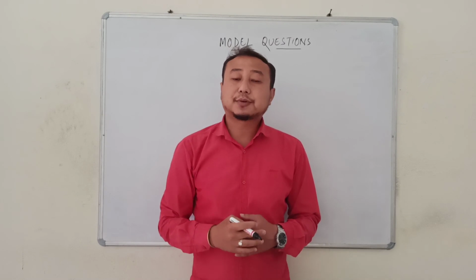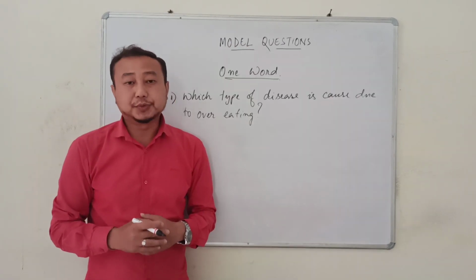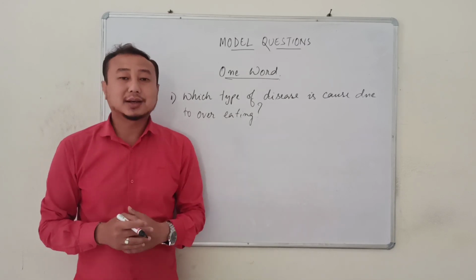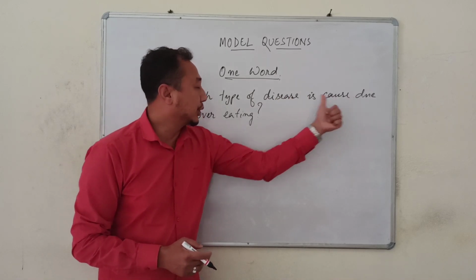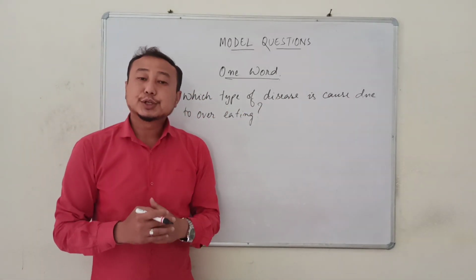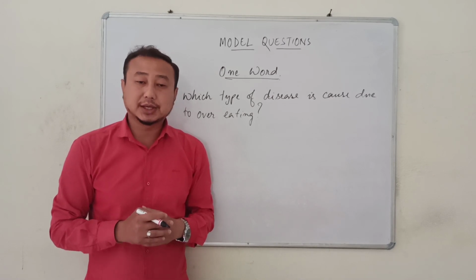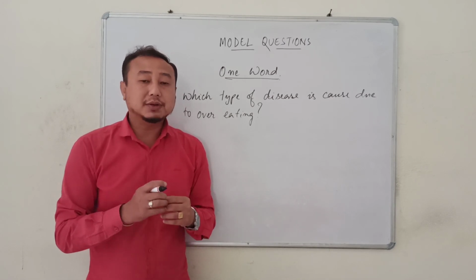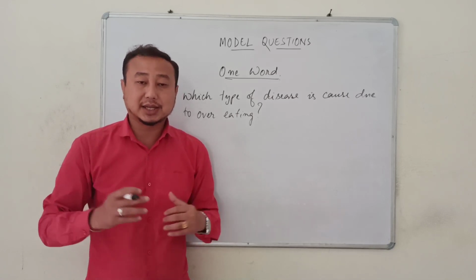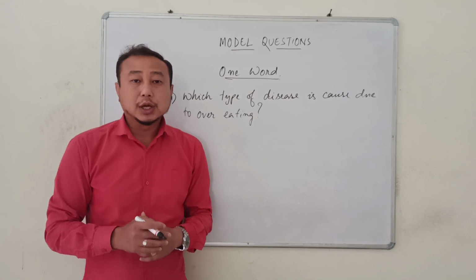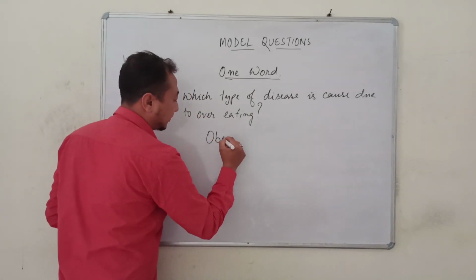So now let us see the first type of question, that is one word question. One example of one word question is given on the board. Let us go through it. Which type of disease is caused due to overeating? So we know that due to overeating, a type of disease known as obesity is caused. In order to give the answer, you have to give the answer in one word, not in the form of a sentence. So the answer that you have to type in the mobile is obesity.